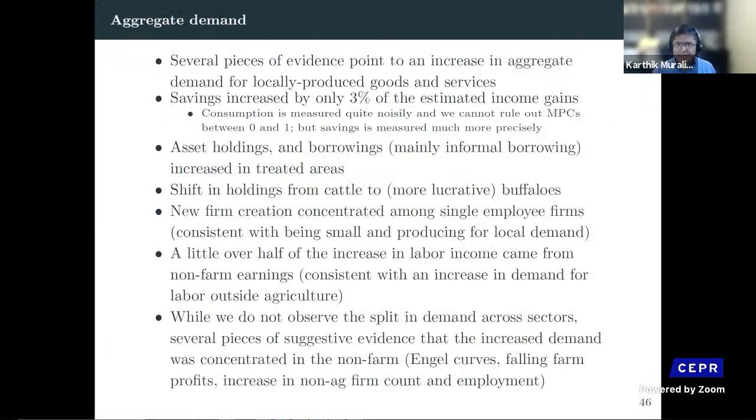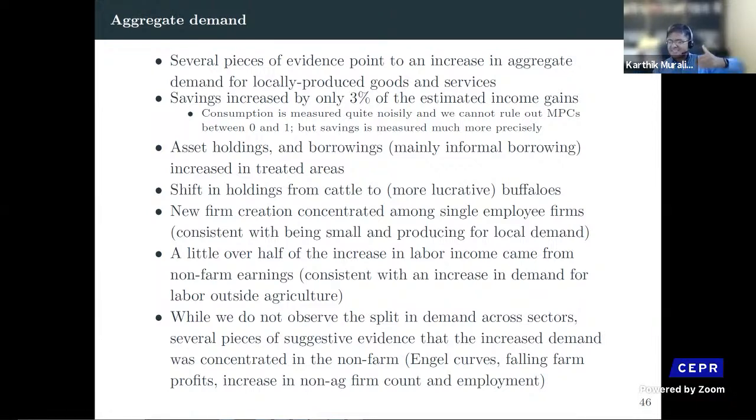So then coming to aggregate demand, there are several pieces of evidence that point to an increase in aggregate demand. Like I said, our survey doesn't measure consumption really well. And so this is an interesting teaching moment, where absence of evidence is not evidence of absence. We ourselves thought that maybe demand is not a big part of the story. But if you go back and look at the confidence intervals in our consumption data, you cannot rule out marginal propensities to consume of anything between 0 and 1. So the consumption data is almost meaningless in inferring demand.